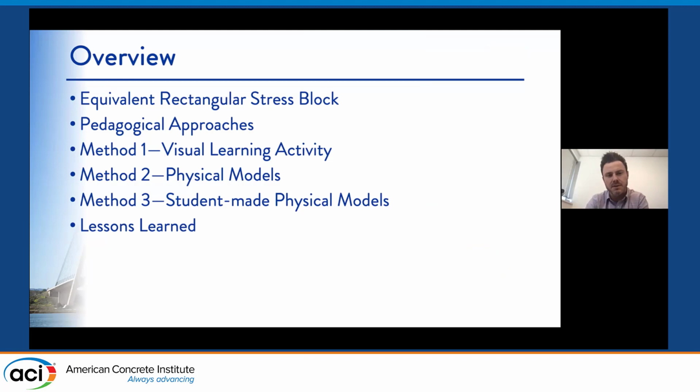This is going to cover a couple of different things. I'm going to start off and give you a brief overview of the equivalent rectangular stress block, which I would imagine most of us have heard over and over again over the years. Then I'll briefly talk about the pedagogical approaches used by all of us, then talk specifically about the three methods that we use when we do this, and then also a couple of lessons learned.